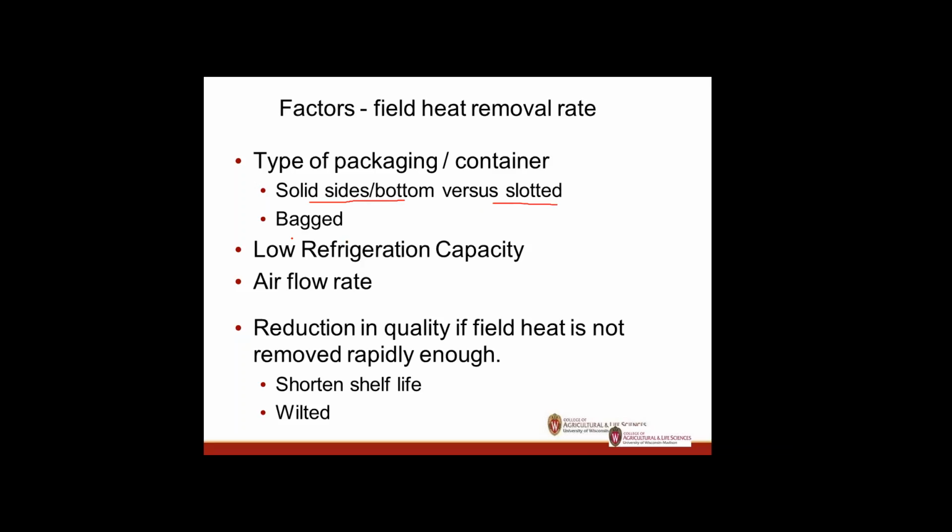If something is bagged, that's going to slow things because the heat in that bag is going to have to go through the bag by conduction, and then it can be convection after that. If we have the produce in a bag, it's not going to transfer heat very fast out of that bag, so it's an issue. Anytime we bag something, we need to have it cooled down pretty close to storage temperature before we put it in that bag.